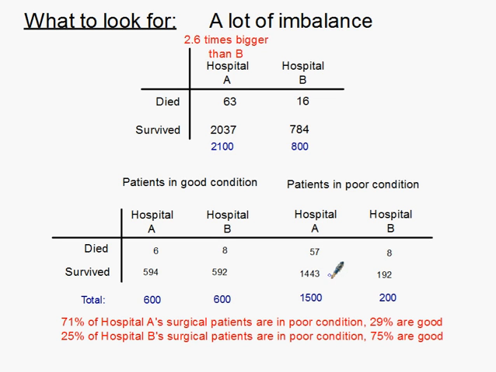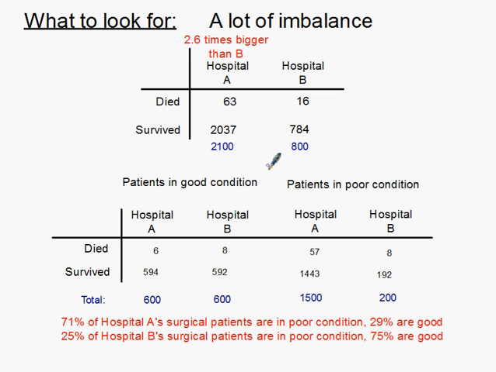And if you look when you split it up, hospital A gets a lot more patients in poor condition as well. Hospital B seems to get fewer patients in poor condition, percentage-wise. So there's a lot of imbalance. And when that happens, you have to check for Simpson's paradox to see if it's in play.